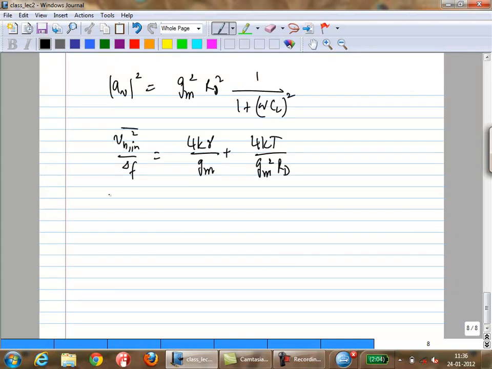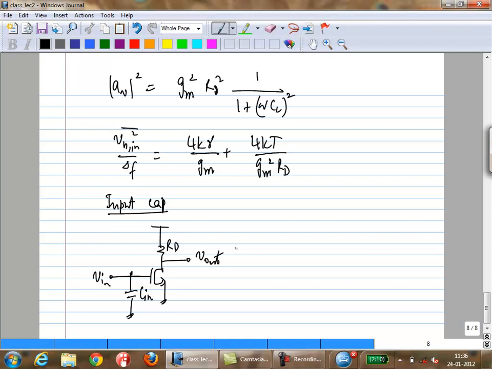Now suppose you have an input cap. Okay, suppose you have an input cap. What happens? What will Vn in squared be? What is Vn in squared? You're going to have this source, right? You're going to have ID squared. You're going to have 4kT over RD. Here you're going to have 4kT gamma Gm. What is the gain of the circuit? Gm squared RD squared, the same as before. So Vn in squared is going to be the same as the normal common source.